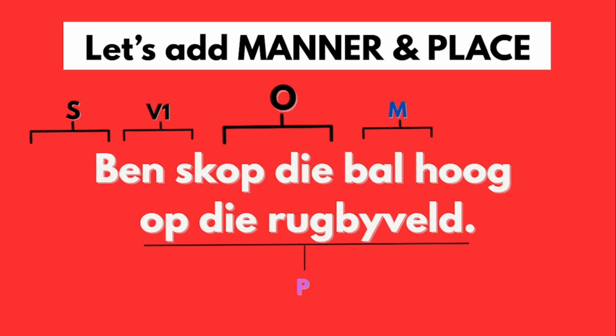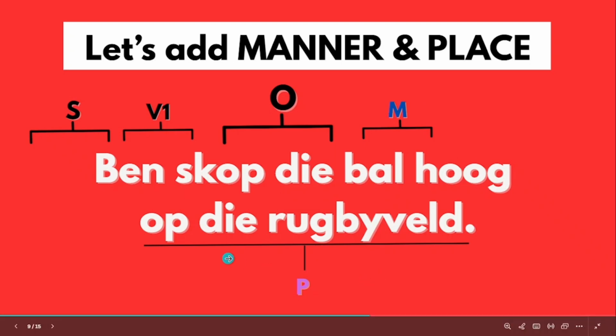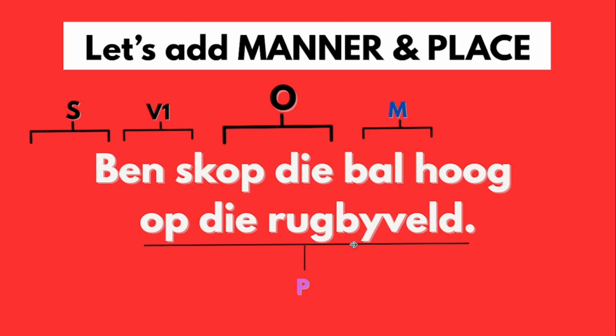Let's add manner and place. So now the party's getting bigger. Ben skop die bal hoog. Hoog indicates how something was done, which is manner, and then op die rugbyveld indicates where it was done, and that is going to be our place. Again, regardless of what it sounds like, this is what it needs to look like.